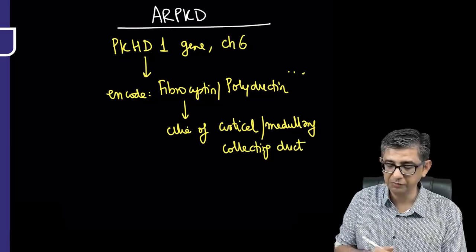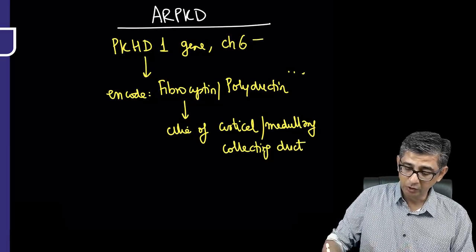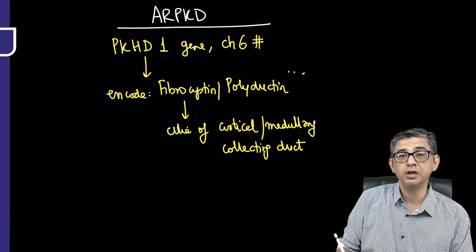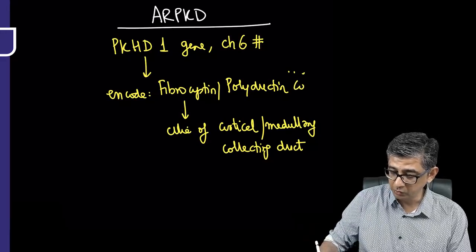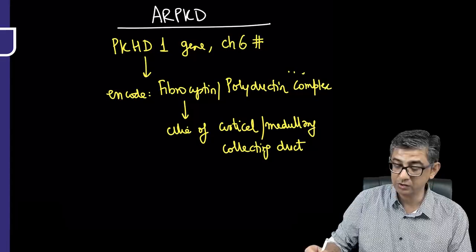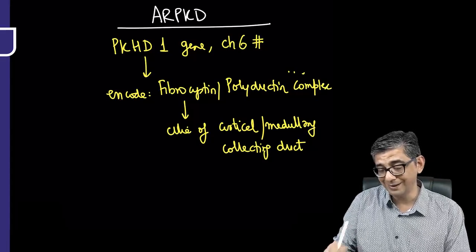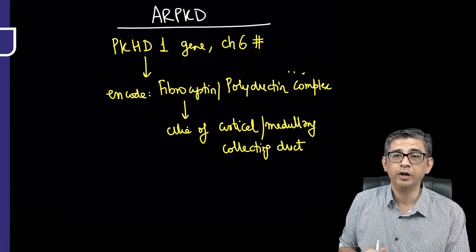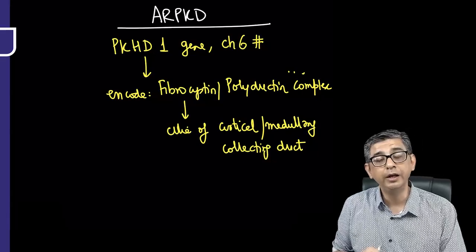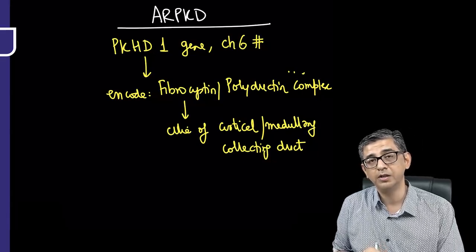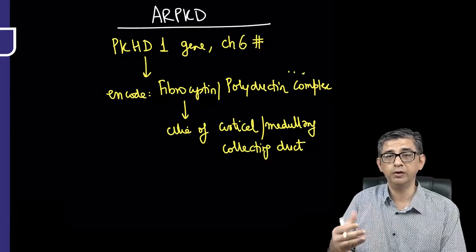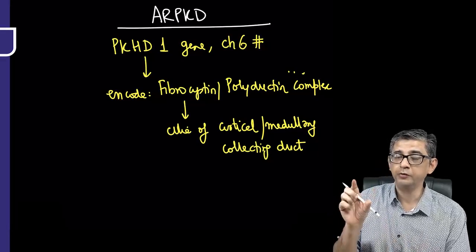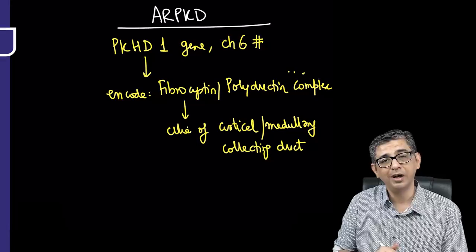Let's just revise this information. I said if there's a defect on chromosome number 6, this gene is malfunctioning. Because of the defect of this gene, this protein complex, fibrocystin polydactin complex, is not working well, and that results in development of cysts in the cortical and the medullary part of the collecting duct. In the autosomal dominant variety of polycystic kidney disease, the whole of the tubule will have a malformation and cysts would be found. Here only a segment of the tubule is involved, that is the collecting duct per se.